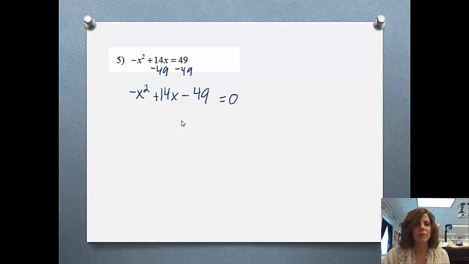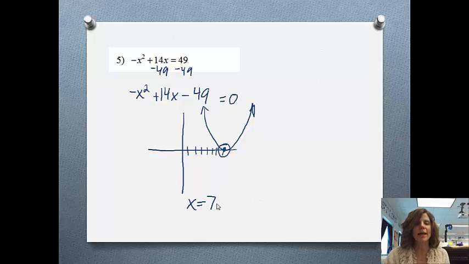If I were to graph this, I'll get something that looks like that, and I'm not done until I say what x equals. X equals where it touches the x-axis, and that is going to be at 7.